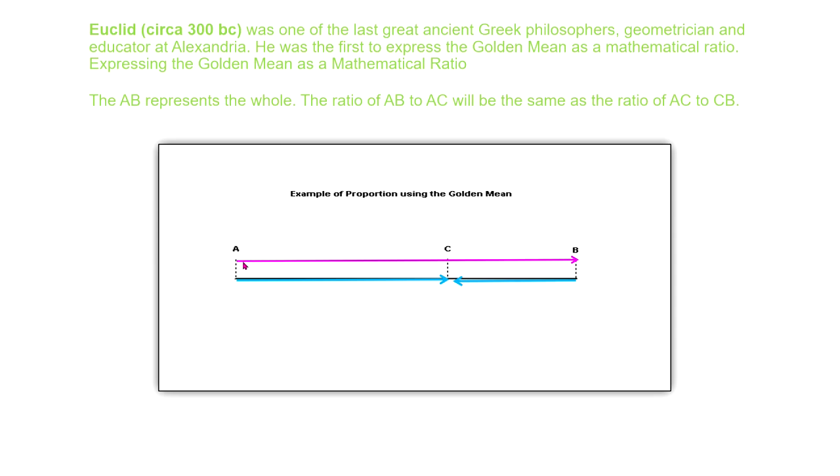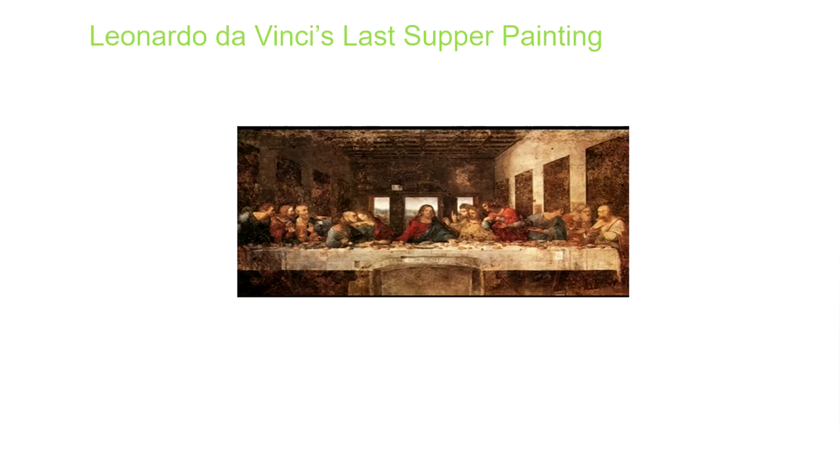But here's just a simple illustration of that, where the A to the B represents the whole, and then the ratio of AB to AC is going to be the same as the ratio of AC to CB. So let's look at a few more things on this. And here's the proportions of that. So try and keep this in mind. Maybe if you have a piece of paper, just jot this down, and then let's take a look at a couple of examples.